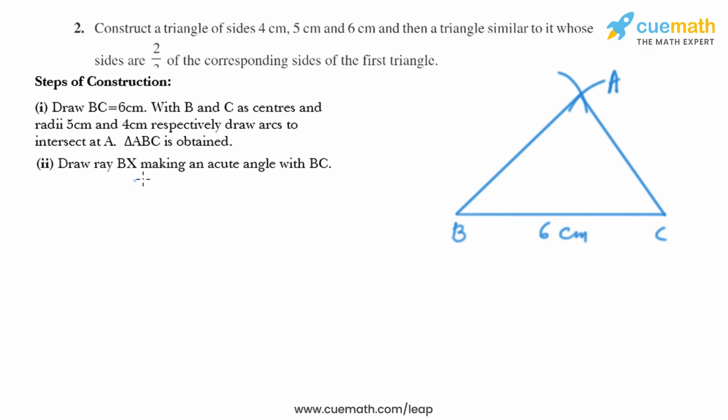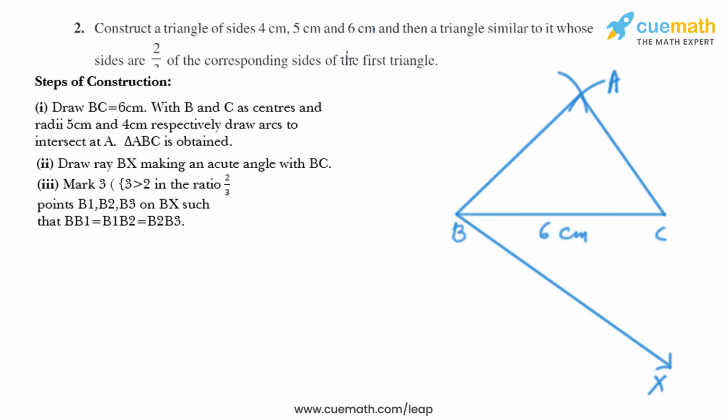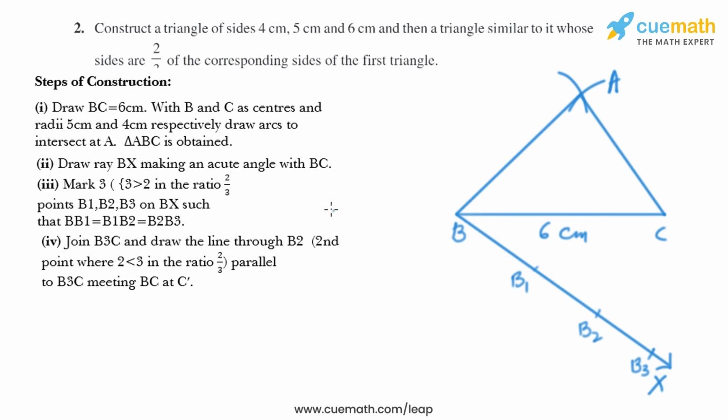Now in the next step, draw ray BX making an acute angle with BC. So with BC we have to draw a ray BX like this. So we'll name this point as X. So this is ray BX. Now in the next step we have to mark 3 points on BX, B1, B2, B3 such that B1B2 and B2B3 are equal. So we'll draw B1, B2, B3 like this.